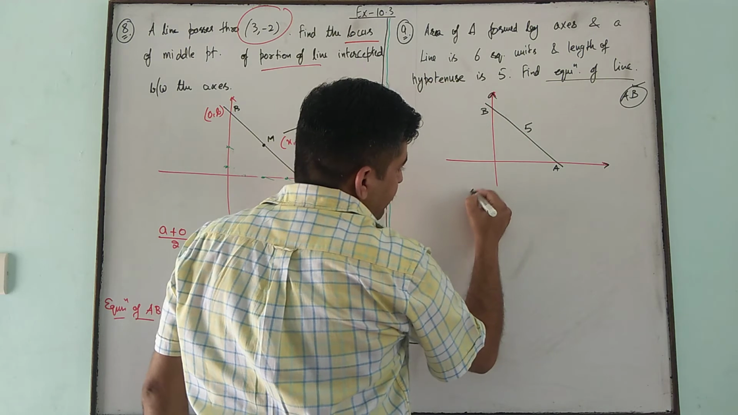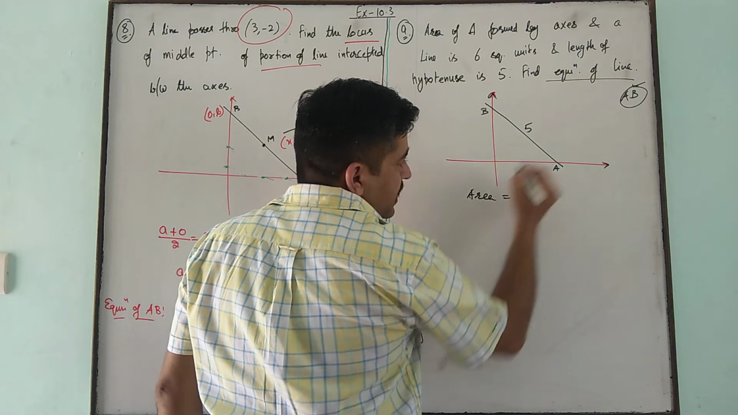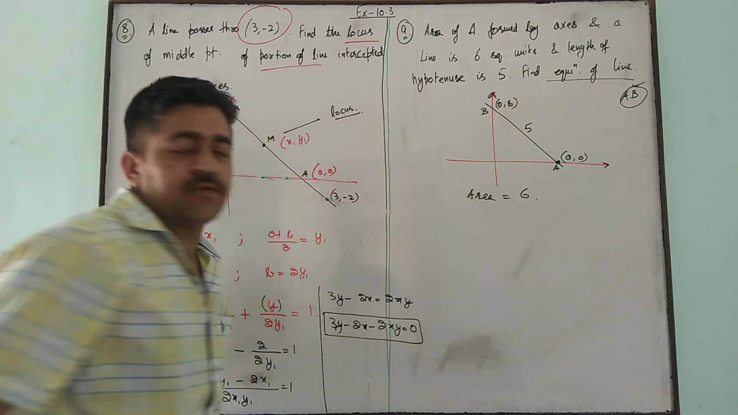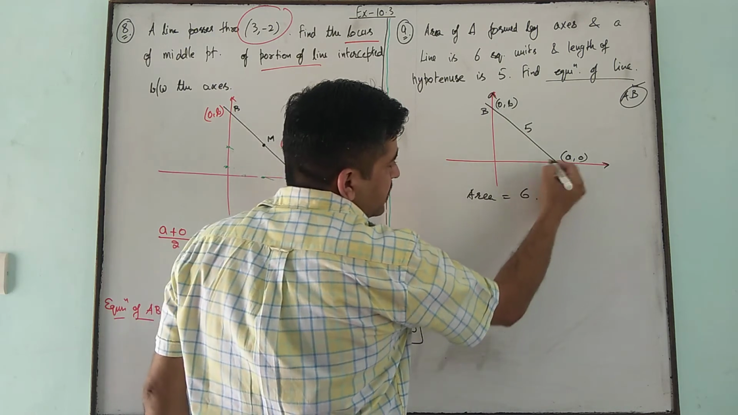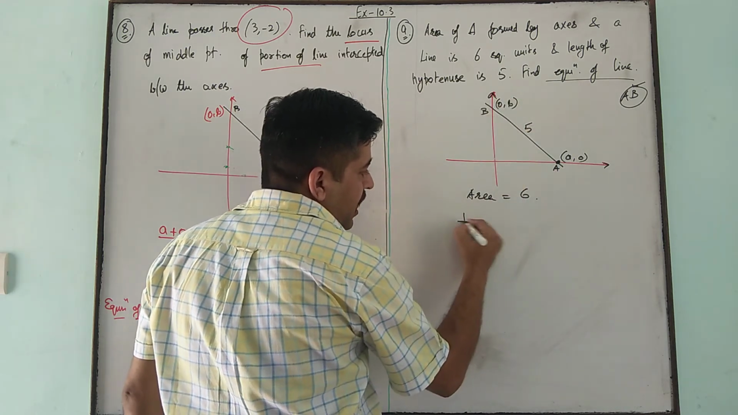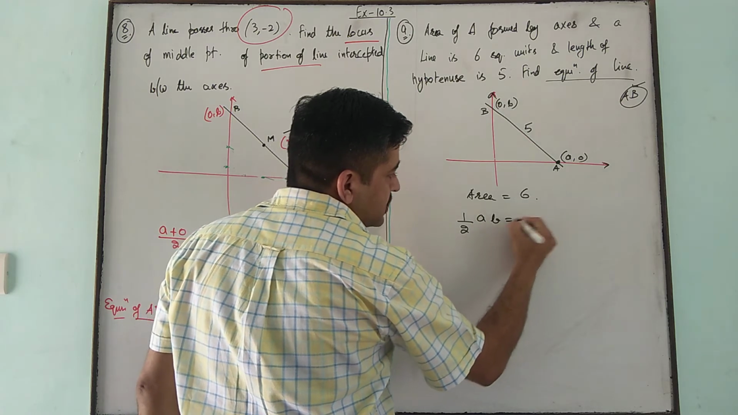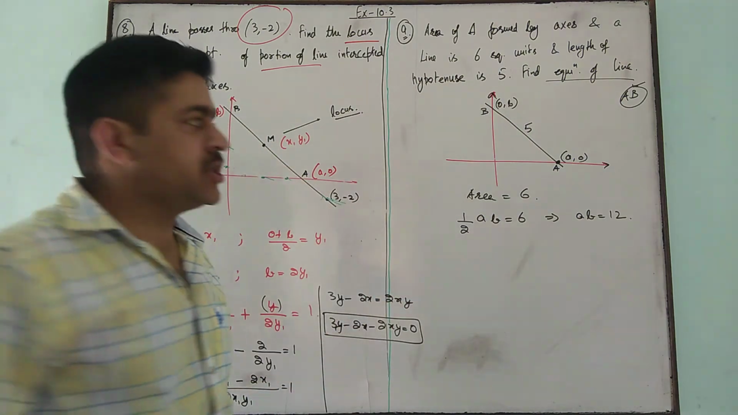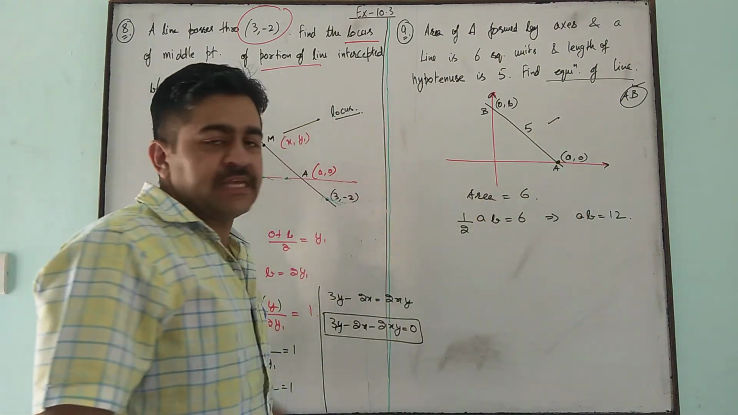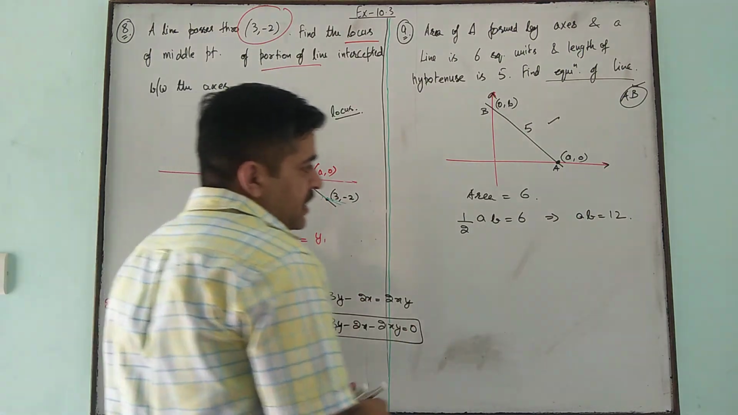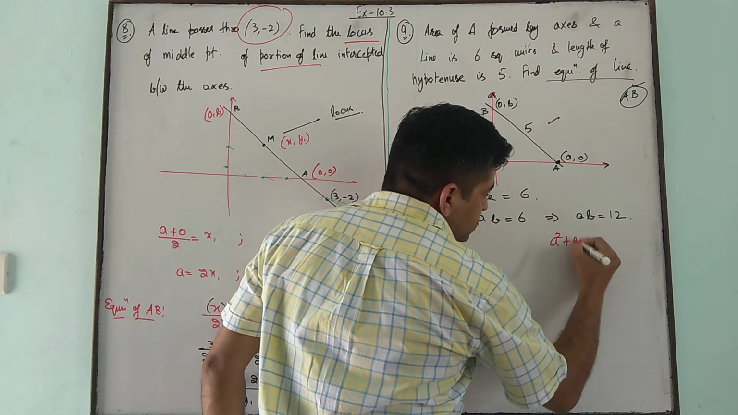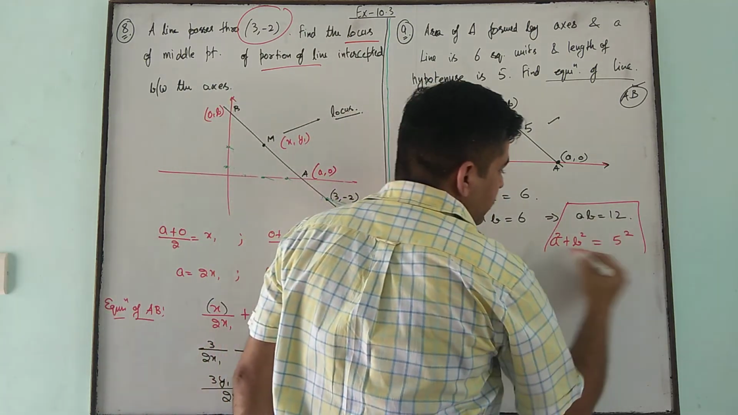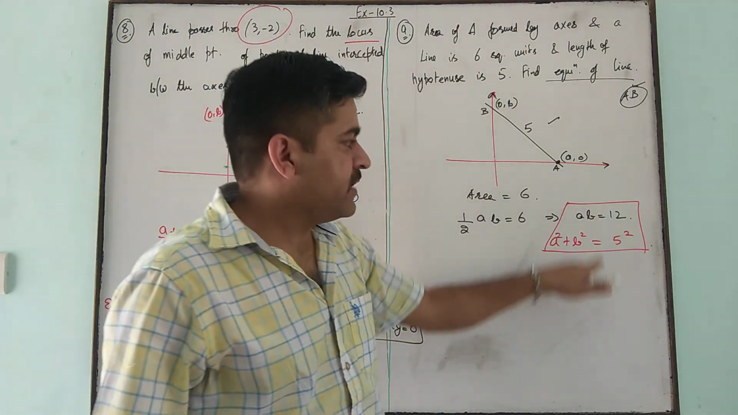Area is given as 6. As this is A,0 and 0,B, we are considering it to find the equation. Then you can say the area of this, if this is A and this is B, is half AB equal to 6. We got AB is equal to 12. The second condition given was that the hypotenuse length is 5 units. That's why we got A square plus B square is equal to 5 square. Now two equations are given. Just solve these two equations and you will get A and B.